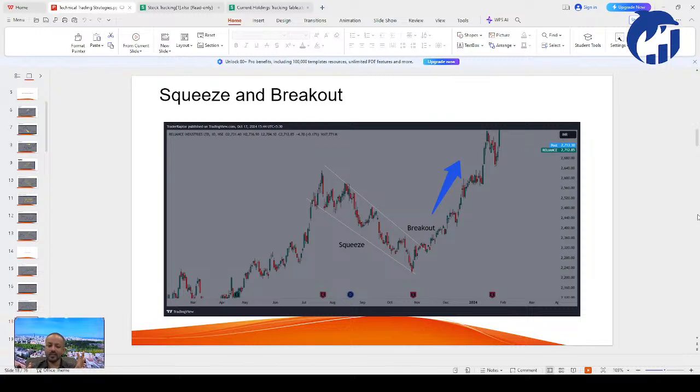So for a squeeze and breakout, basically what happens is the channel, rather than being parallel to each other, starts to constrict. They start to come closer. So it starts to squeeze.